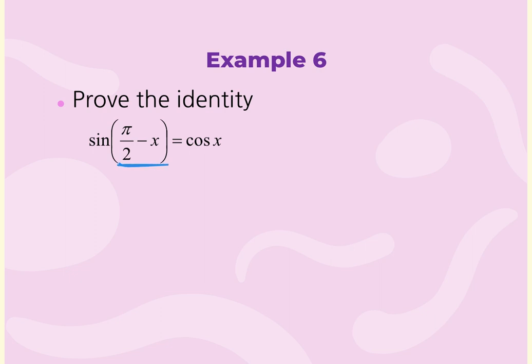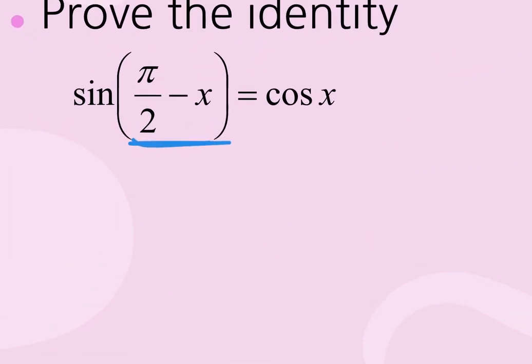This is a difference, right? So if I looked at just that left side and it was sine, what's the pattern I could use to expand it? What's the difference formula for sine? Sine, cosine, minus cosine, sine, right? So sine of pi over 2 times cosine of x minus cosine of pi over 2 times sine of x.